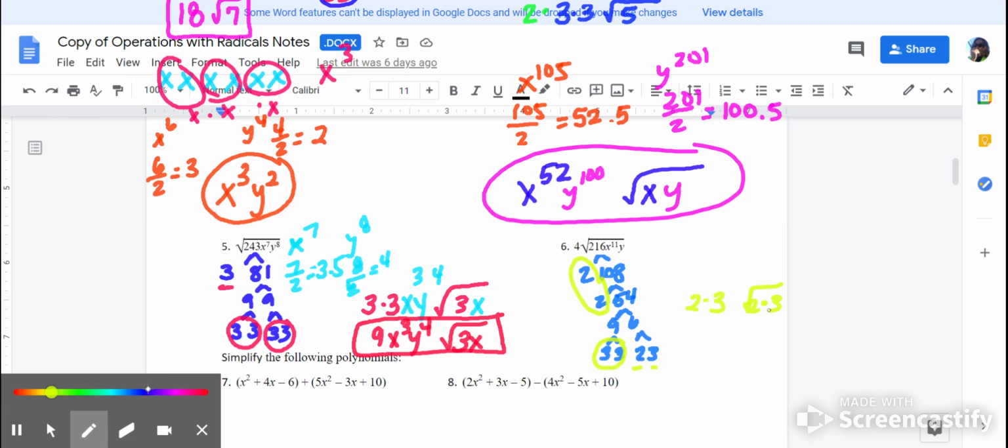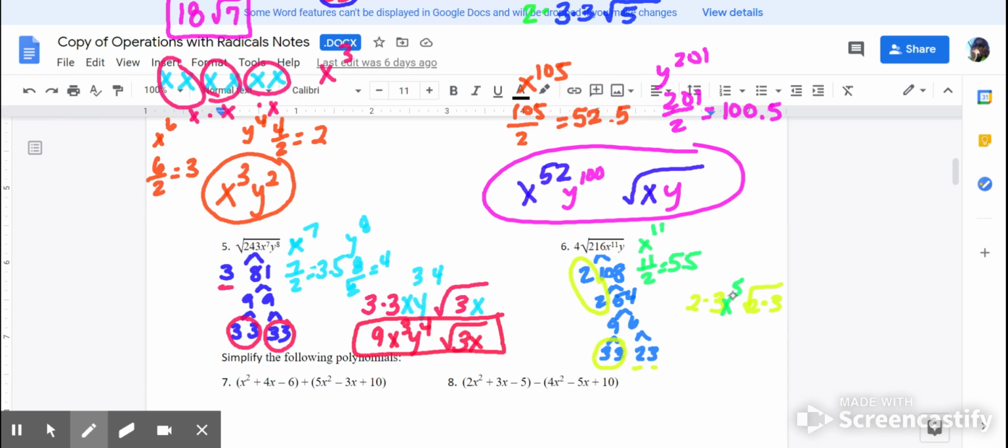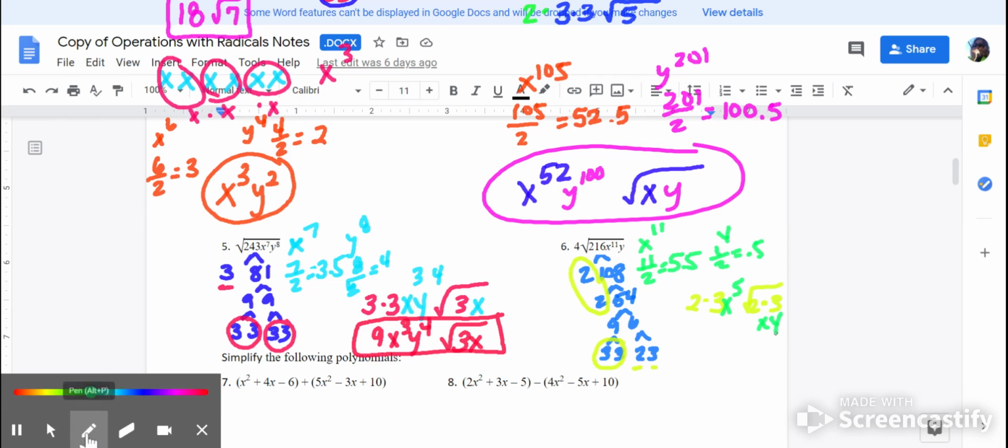I also still have to deal with my variables. So I have x to the 11th. So 11 divided by 2 is 5.5, meaning that there are 5 x's on the outside with an x left over on the inside. And then I do the same thing for the y's. There's only one y, so 1 divided by 2 is just 0.5, meaning there's no y's on the outside and 1 left on the inside.